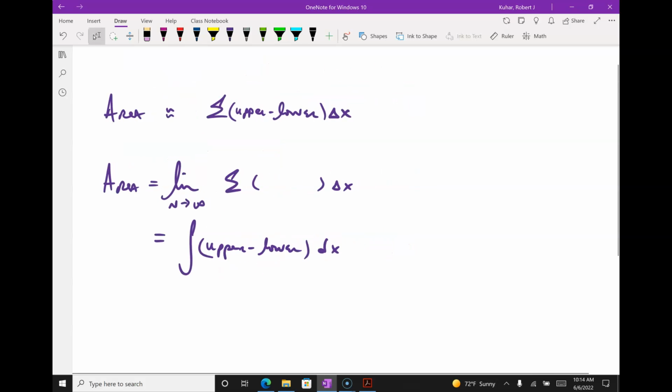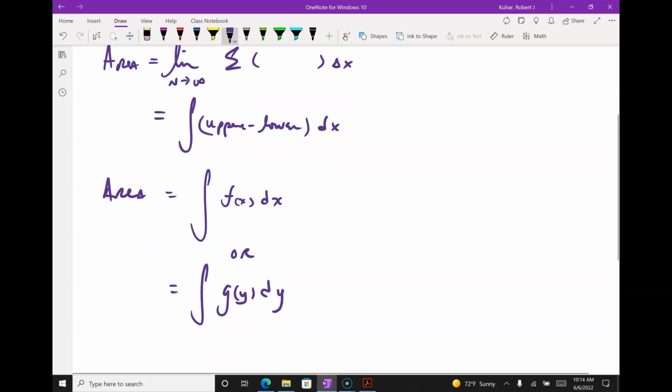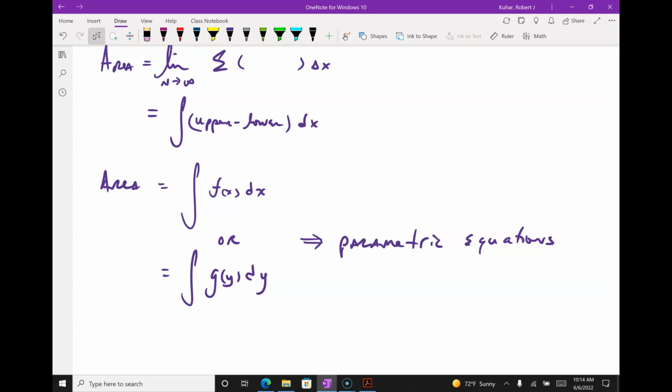If I just think of this as some new f of x dx, or g of y dy, it allows me to use parametric equations as well. So for example, y equals sine of theta, x equals cos of theta. Have you seen that before? Yeah?